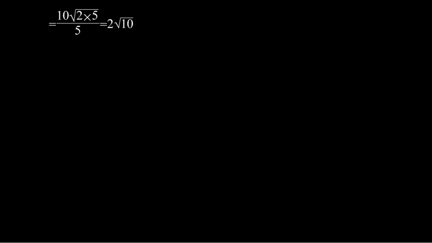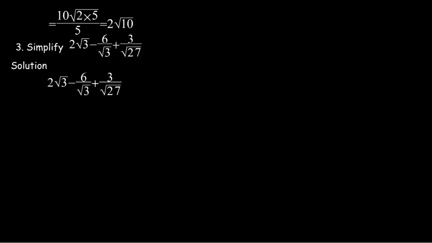And for a third example, simplify 2 root 3 minus 6 divided by root 3 plus 3 divided by root 27. To rationalize all of them, we'll be multiplying each of them by the surd in its denominator. That's 6 divided by root 3, we'll multiply it by root 3 divided by root 3. Then 3 divided by root 27, we multiply it by root 27 divided by root 27. So it will be equal to 2 root 3 minus 6 root 3 divided by root 3 times root 3 plus 3 root 27 divided by root 27 times root 27.